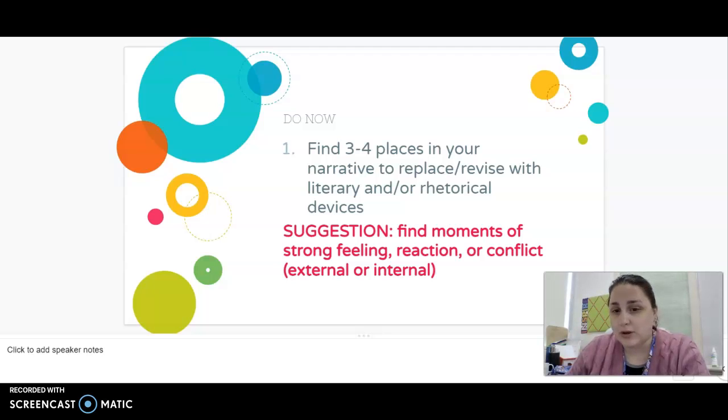Okay, and remember 3 to 4 places, and try to use as many different ones as possible to vary it, because if you use 3 similes back to back, it may be kind of repetitious and you don't want that. So try to get 3 to 4 places in your narrative to get those literary devices put in there to earn those points. Okay?